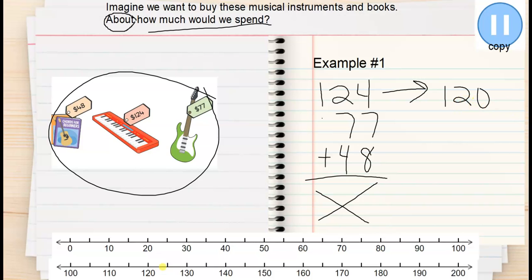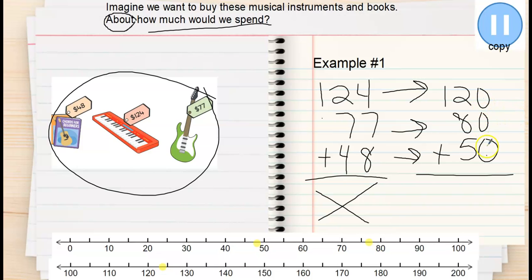Okay, now I'm going to do 77. 77 would fall between the 2 tens of 70 and 80, be greater than the halfway mark of 75, so it's nearest to 80. 48 is in between the 2 tens of 40 and 50. It's nearest about right here, greater than 45, about right here. It's nearest to 50.